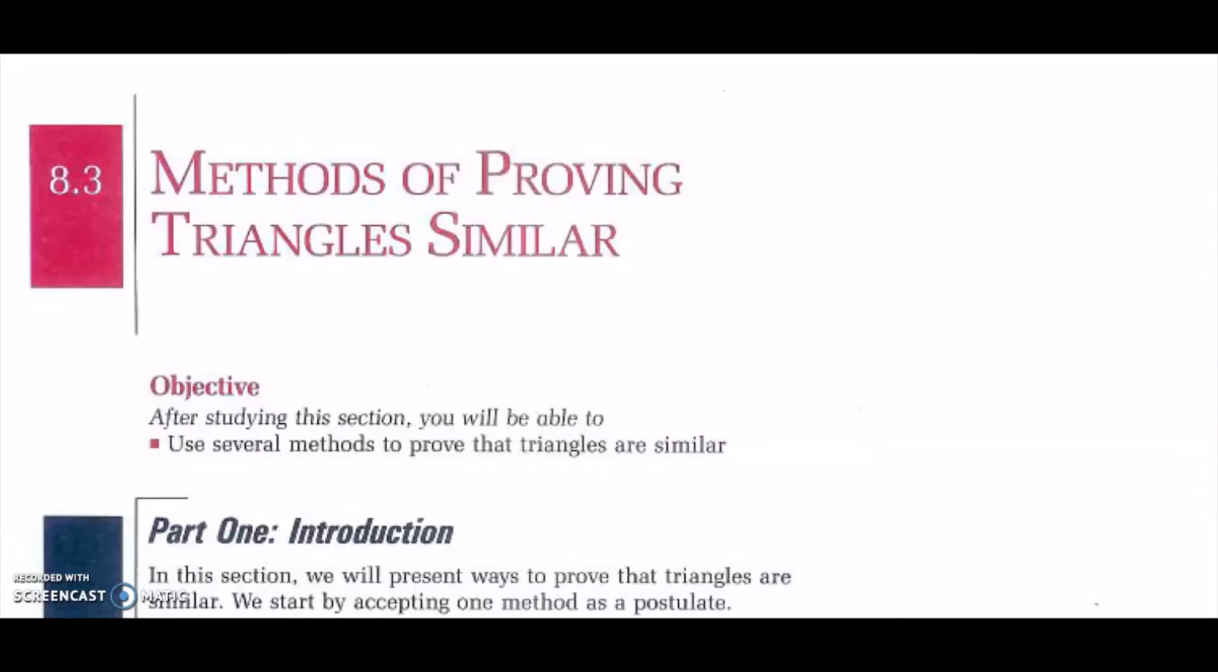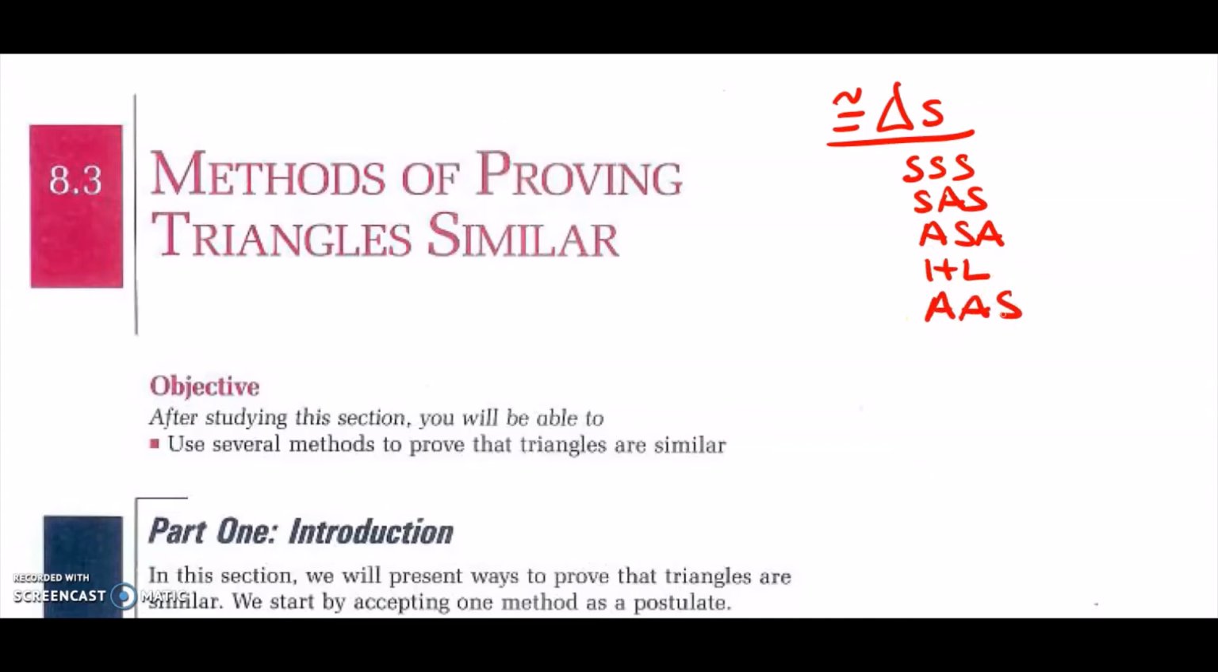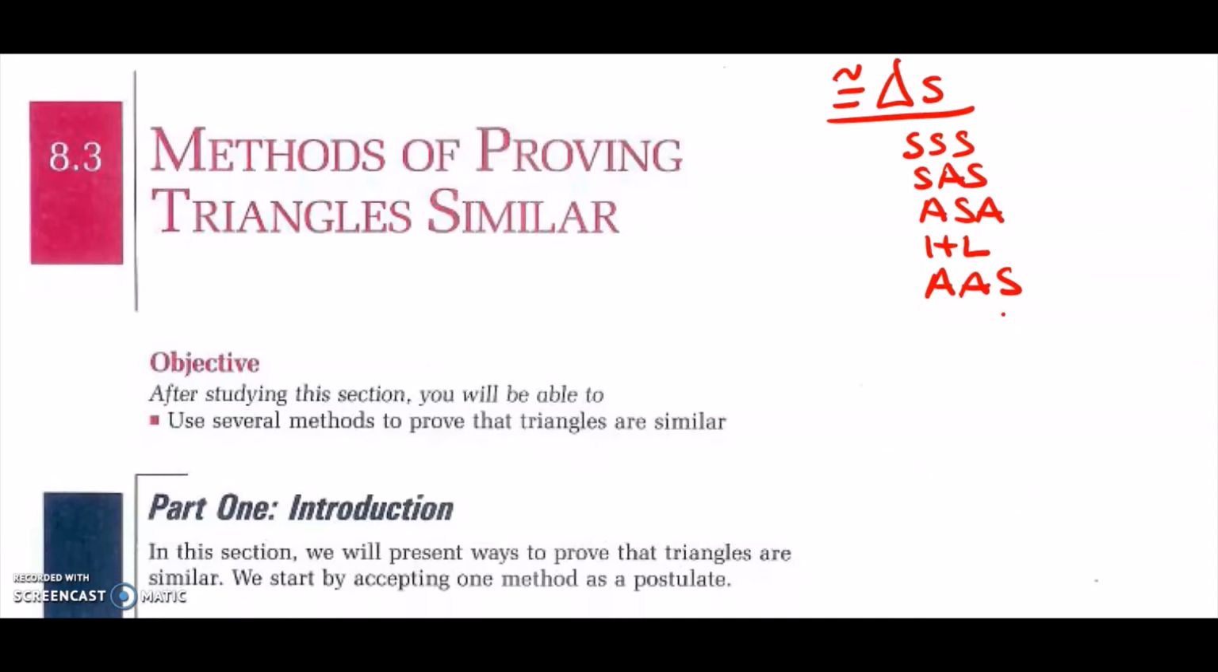Previously, we've been proving triangles congruent, and we can prove triangles congruent by side, side, side, side, angle, side, angle, side, angle, HL, and angle, angle, side. So those are the existing 5 theorems or postulates that we can use to prove triangles congruent. In Chapter 8, we're looking at methods to prove triangles similar.